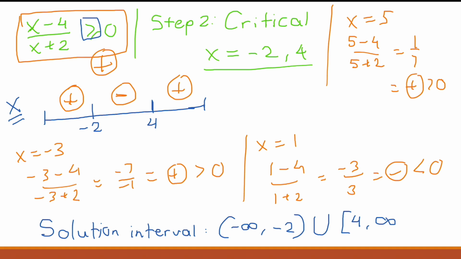And when you write infinity, it is by convention that you do not include infinity as such. You go to infinity numbers, but you do not include infinity. So this is how you write your solution interval: curved bracket, negative infinity, comma, -2, curved bracket close, you do not include -2, union, a square bracket, which means you include 4 as your solution, comma, infinity, curved bracket close.